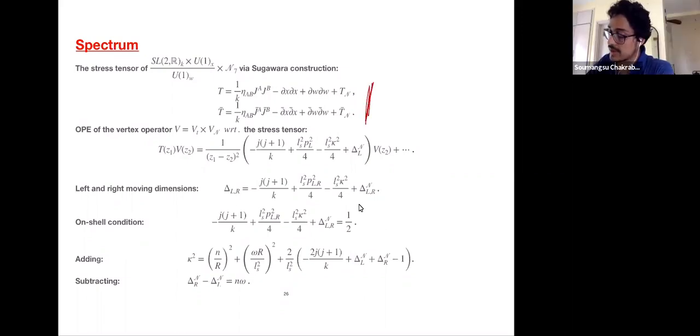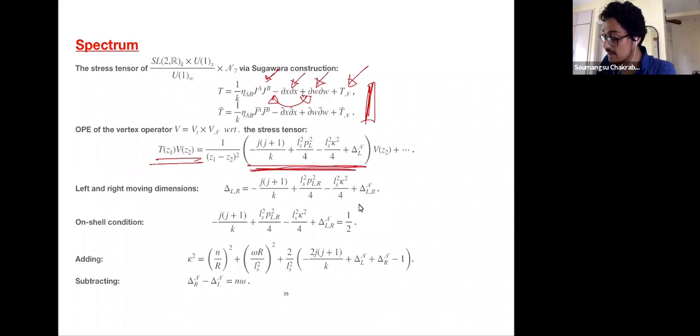So to calculate the spectrum, all we need to know are the dimensions of the vertex operators. The way we do it is that we take the OPE of the vertex operators with the stress tensor, and we set the on-shell condition. The first term of the stress tensor is given by the Sugawara of the SL2R. This is the stress tensor of the U1, and this is the stress tensor of the U1 in the denominator, but notice the difference in sign: one kinetic term comes with a positive sign, the other with a negative sign. And there is something from the compact part.